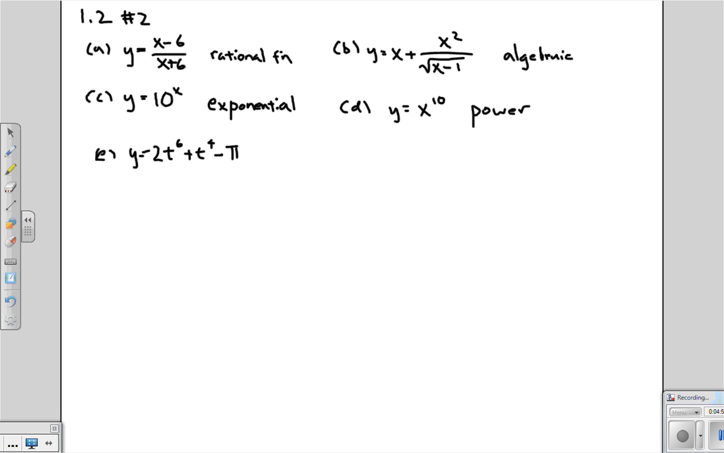We have 2 times t raised to some integer power plus t raised to some integer power minus a constant. This fits the description of a polynomial.